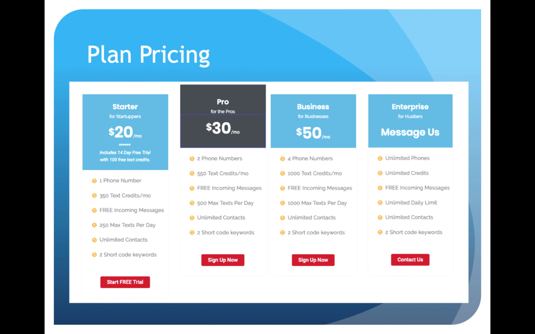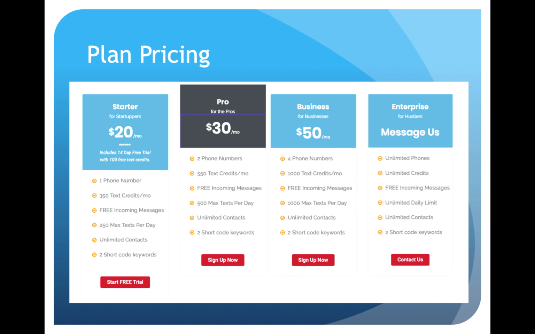Now, let me explain our pricing plan. So if you signed up for the trial, you will automatically, after 14 days, get upgraded into our starter package. Our starter package comes with 1 virtual phone number. After the 14 days, you'll automatically receive 350 monthly text credits. Note all incoming messages are always free.